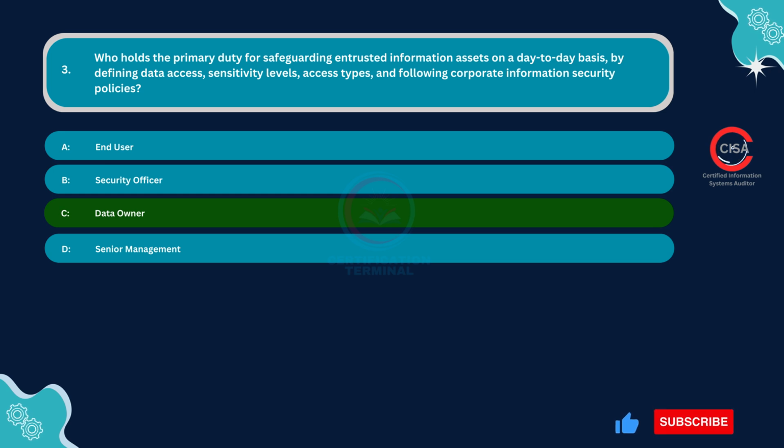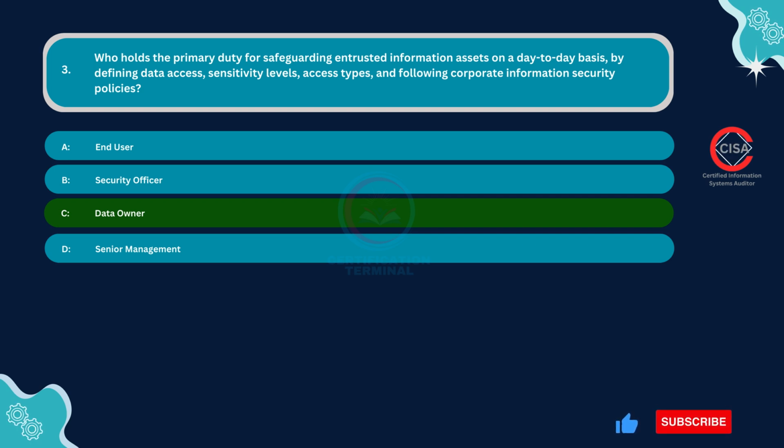They are the individuals or teams within an organization who are ultimately accountable for the information's accuracy, integrity, confidentiality, and availability. This includes defining who can access the data, its sensitivity level, the type of access granted, and ensuring compliance with information security policies. The concept of data ownership emphasizes accountability.